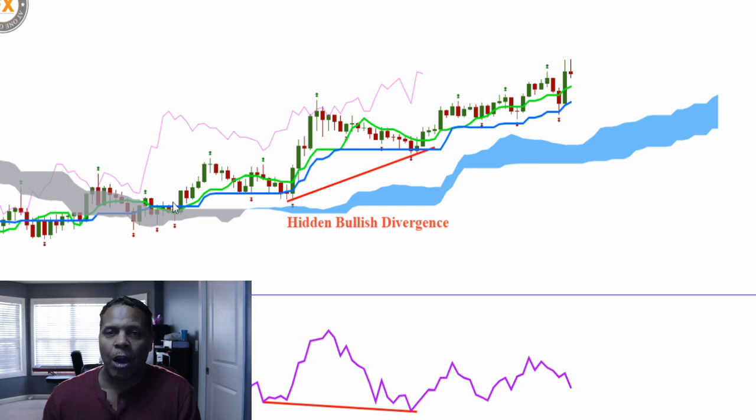Kijunsen is basically our trend line in the Ichimoku system. So when you look at that trend line, the market failed to violate that level and the market went higher based off of that hidden bullish divergence, a continuation pattern, and the market continued.